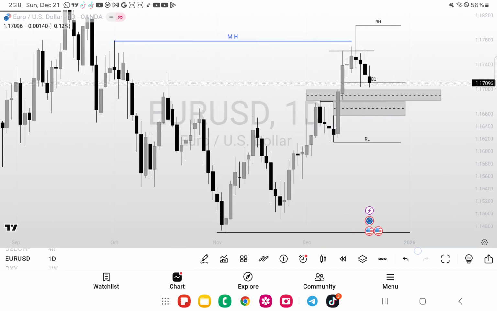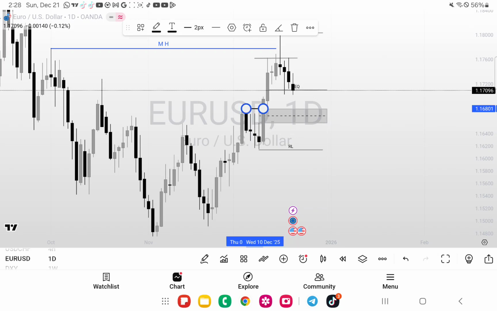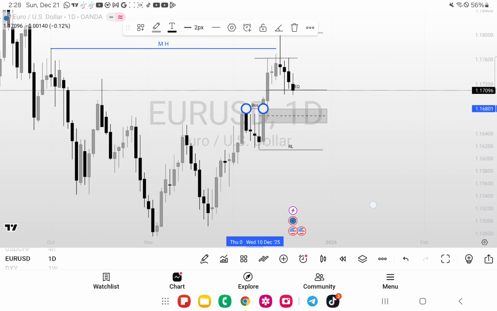This is our EURUSD on the daily time frame, right? This is the structure on the daily time frame. We have this break of structure here. Here is our break of structure. That is our break of structure.